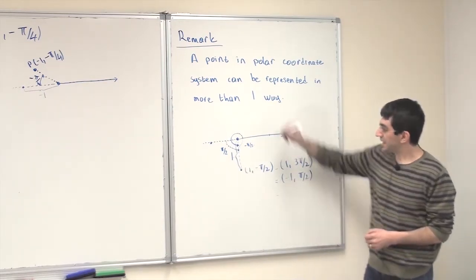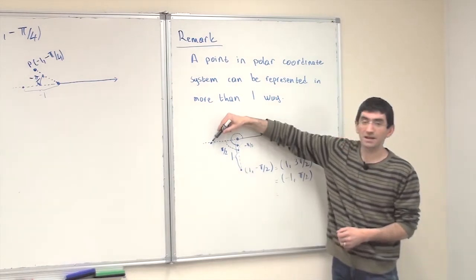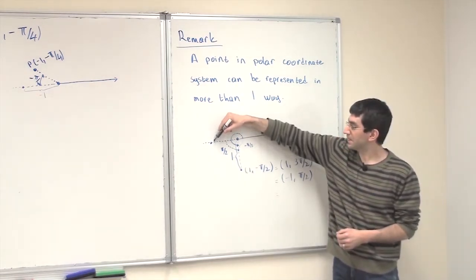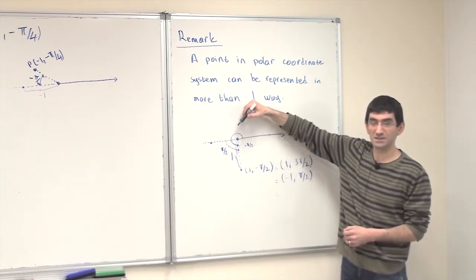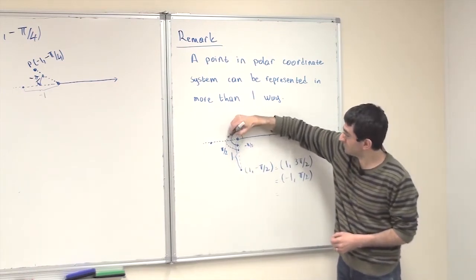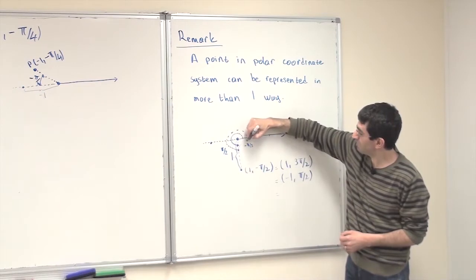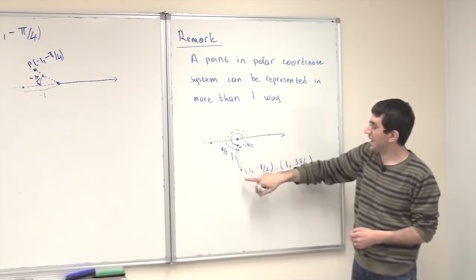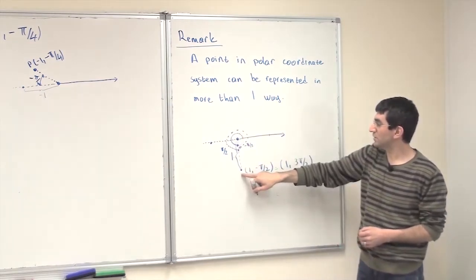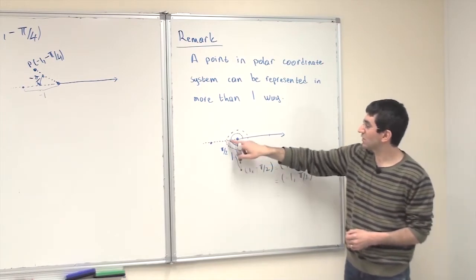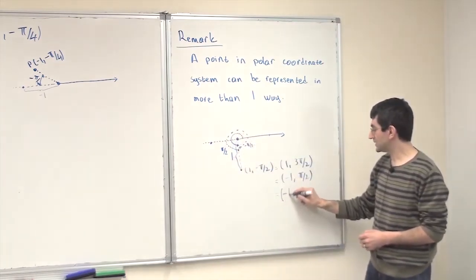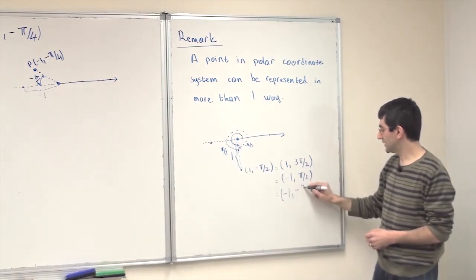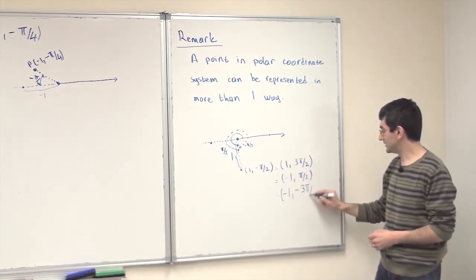Similarly, if I start again at negative 1, but this time rotate in the clockwise direction and arrive at my original point, I need to make a rotation of 3 pi over 2, but since we are rotating in the clockwise direction, the angle is negative.